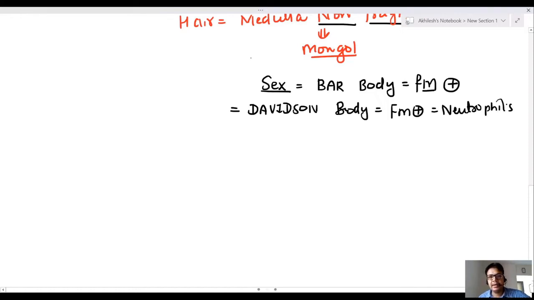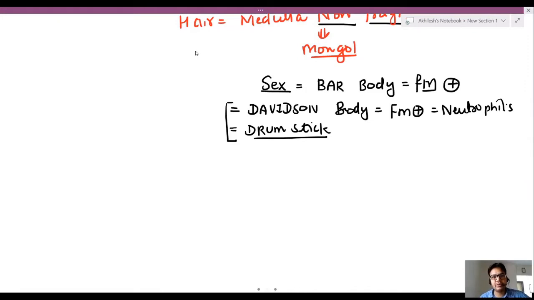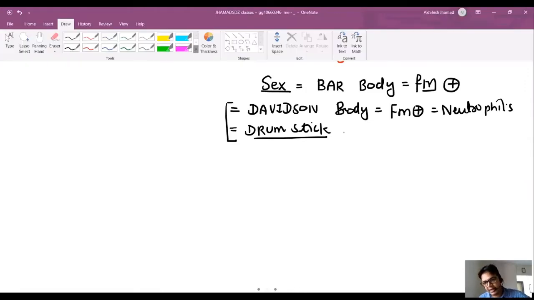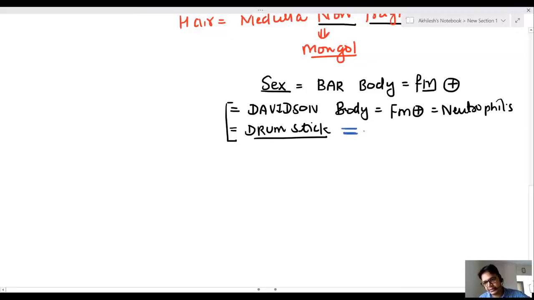And D for Davidson body, D for drumstick appearance. When you see the Davidson body, it is just like a drumstick. You can get a question. Davidson body is just like a drumstick appearance. This is the Davidson body, also seen in female. So this is the first, Barr body. This is second, Davidson body.